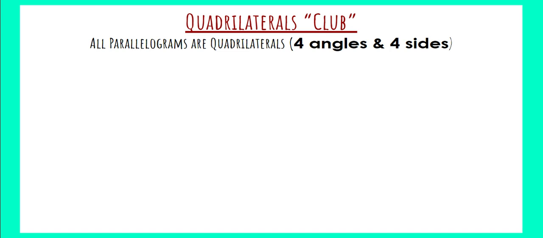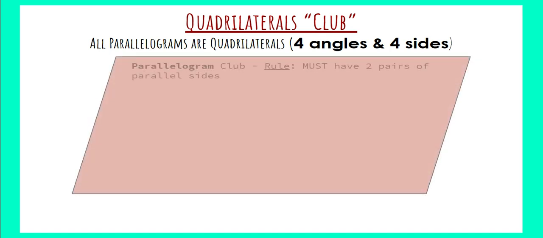So all parallelograms are quadrilaterals, as you see there, meaning there's 4 angles and there's 4 sides. So we, of course, have our first one, which is a parallelogram club. And the rule for that club is it must have 2 pairs of parallel sides. Again, the reason why they call it a club is any type of club has a particular type of rules. So if you're only allowed in certain clubs based on certain rules, then you would fit that criteria. So a parallelogram club, the rule is it must have 2 pairs of parallel sides.